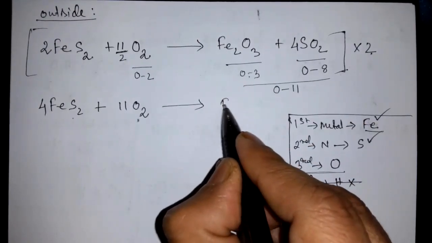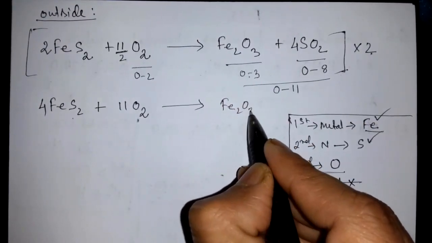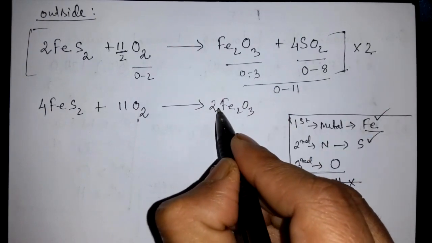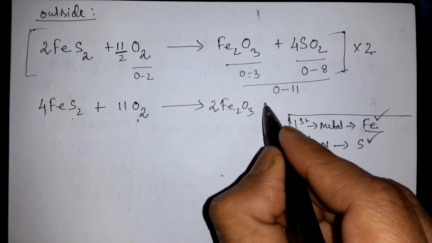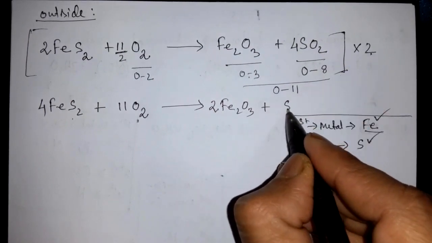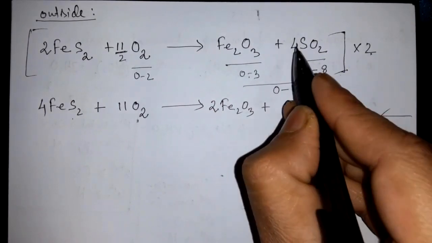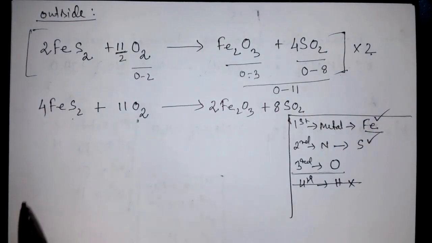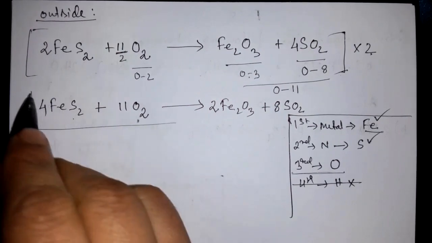This formula you write first, Fe2O3. Here no number means 1. So this 1, if you multiply by 2, you'll get 2. Okay, SO2, let me copy. This is 4. If you multiply 4 by 2, you'll get 8. Now this is your final answer.